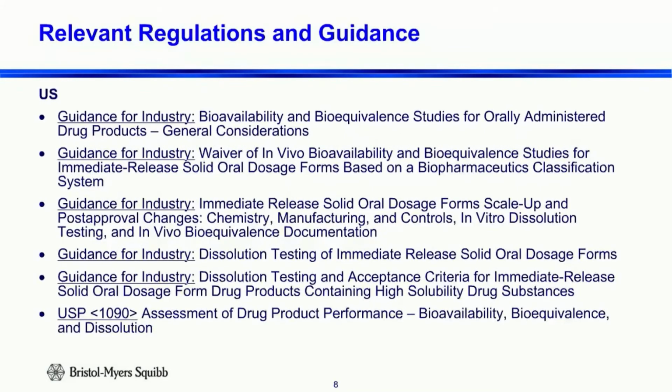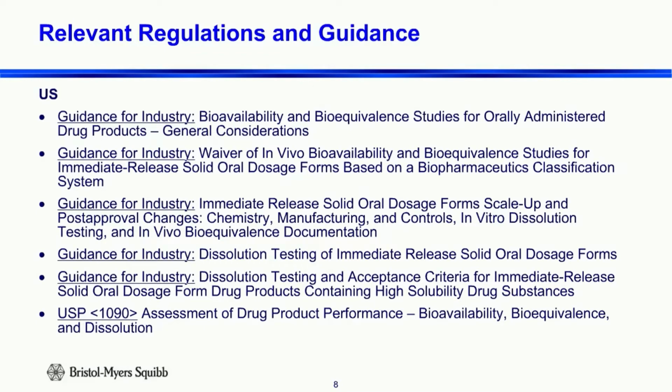Now let's go through some of the guidances. This is by no means an all-inclusive list. I'm basically focusing on bioequivalence and biowaiver related guidance. This page focuses on the U.S. guidances, since we're a U.S.-based company. The first one is a basic general consideration that lays out the concepts in bioavailability and bioequivalence, and then there's a specific guidance on waiver of the in-vivo study that's purely based on the BCS classification.